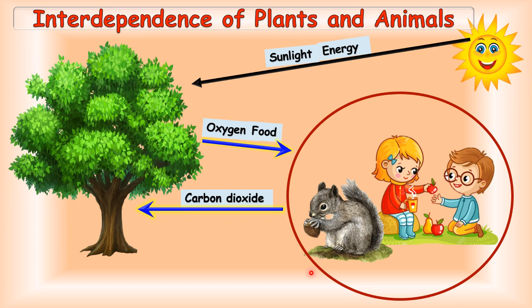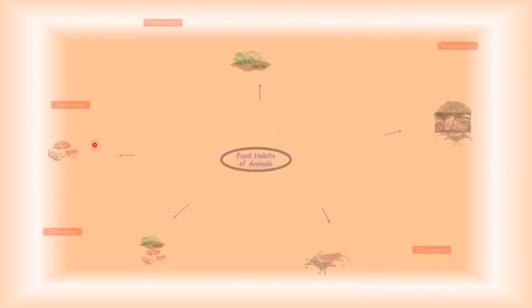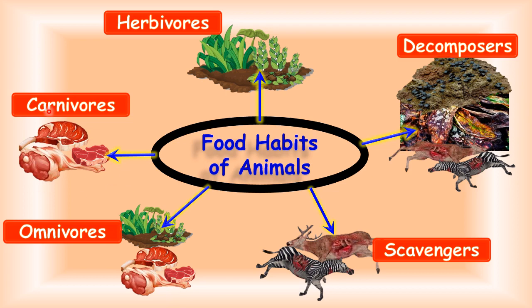Good to hear, yes. So, children, we are on chapter 6, that is interdependence of living beings, plants, and animals. Till now, we have covered interdependence of plants and animals. We have seen how plants are dependent on animals and how animals are dependent on plants. And second, we have covered different groups of animals divided on the basis of their food habits. Yes, children, till now we have done this much.